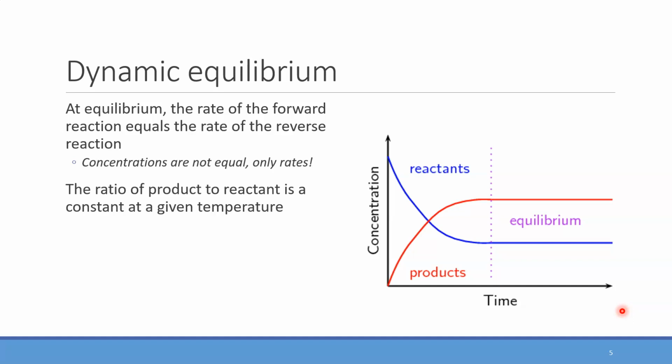So how do we know we've gotten to equilibrium? Well, it's that ratio of product over reactant at any given temperature is a special value called the equilibrium constant. And in our next video, we will discuss the equilibrium constant expression and how to calculate it.